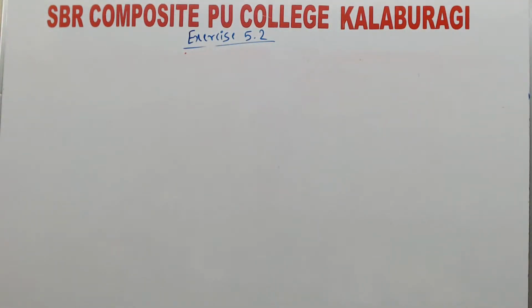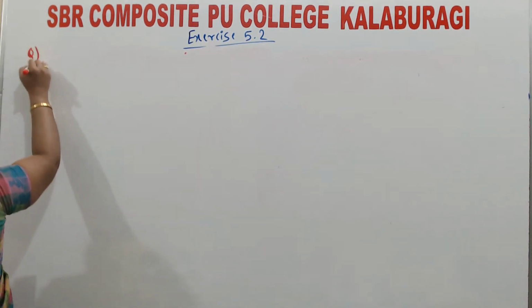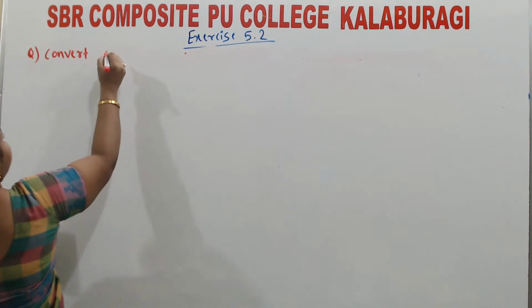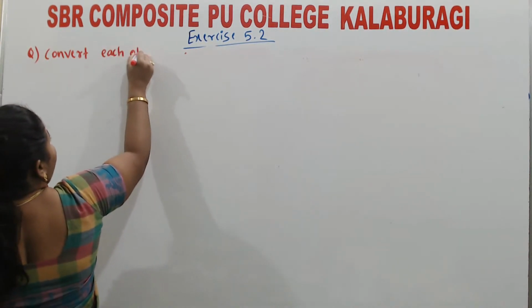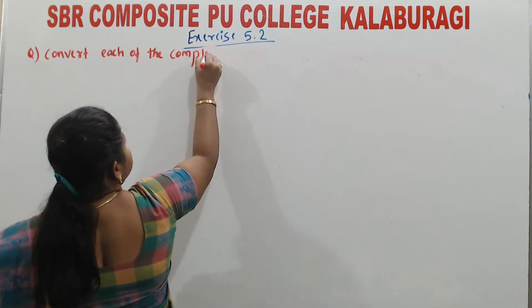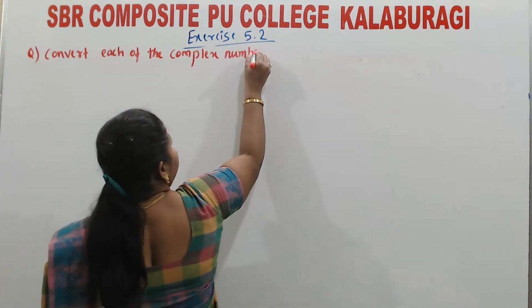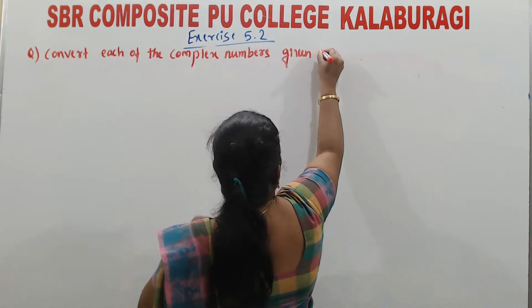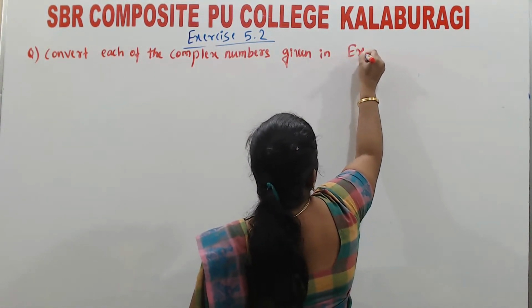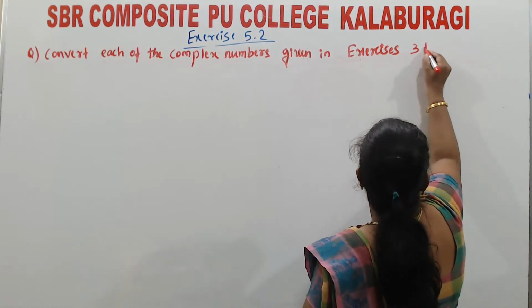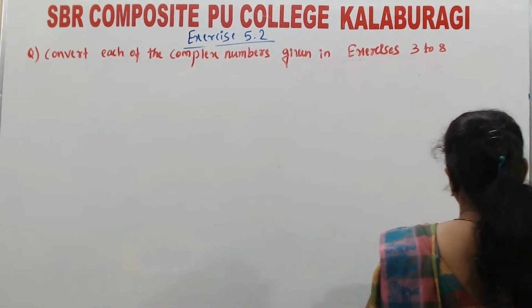Second question. Convert each of the complex numbers given in exercises 3 to 8 in the polar form.